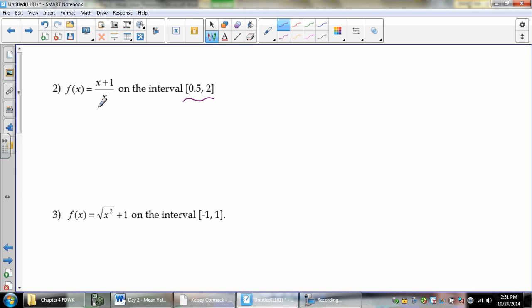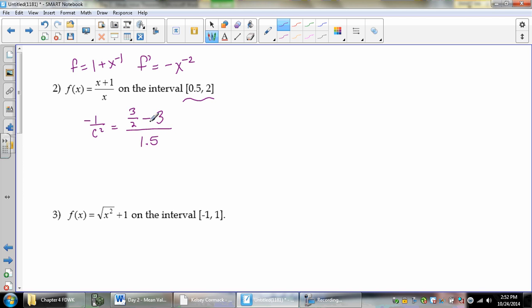So what we're going to do on this one is set up basically the mean value formula. But before I do that, I'm going to remind you that to take this derivative, I'm going to rewrite f first as 1 plus x to the negative 1, which makes my derivative way easier to take. So f prime is just negative x to the negative 2. So f prime of c would be negative 1 over c squared equals f of b, so f of 2. Well, 2 plus 1 over 2 is 3/2, minus f of 0.5, so that'd be 1.5 over 0.5, which is 3, over 2 minus 0.5, which is 1.5.